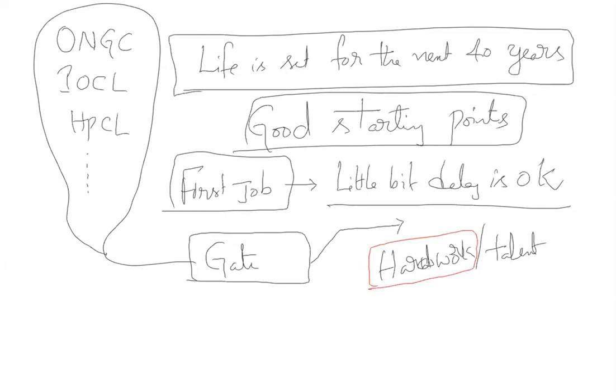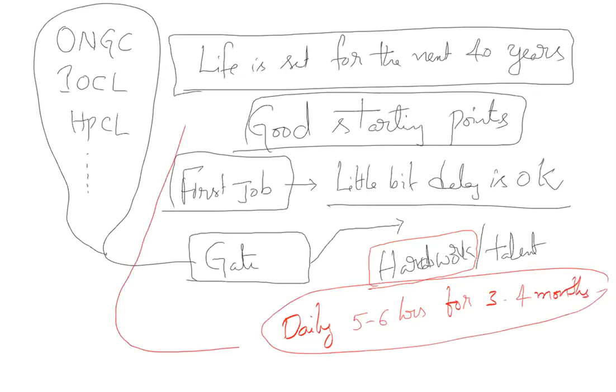So if you try to do, let's say, daily 5 to 6 hours for 3 to 4 months, that is what decides your 40 years of life. Then won't you spend 3 to 4 months of your time to set up 40 years of life? You don't need to think a second time about whether to prepare for GATE or not. Just 3 months of hard work.